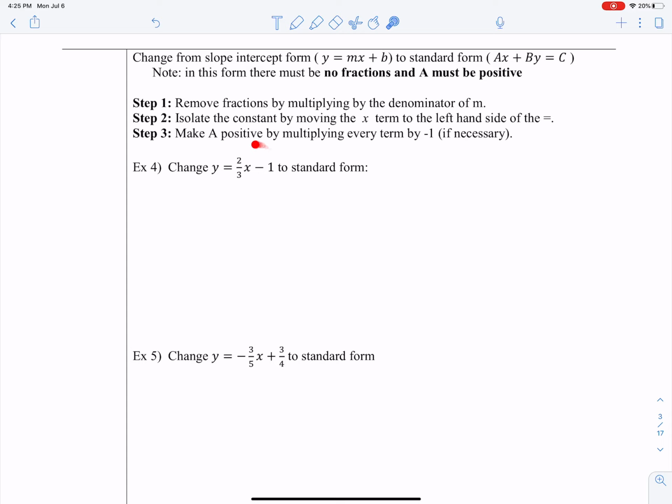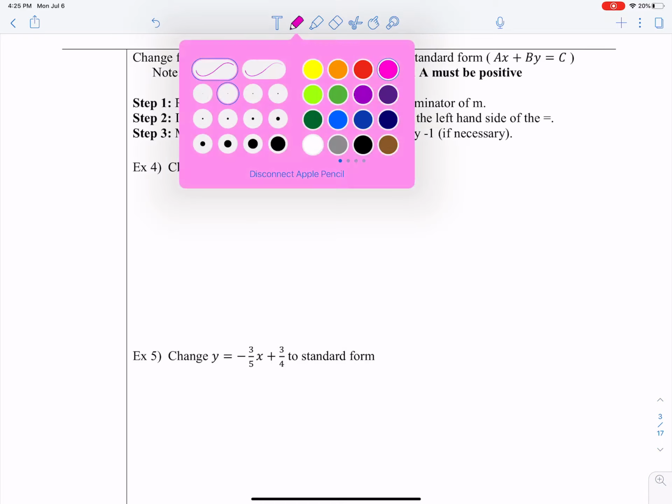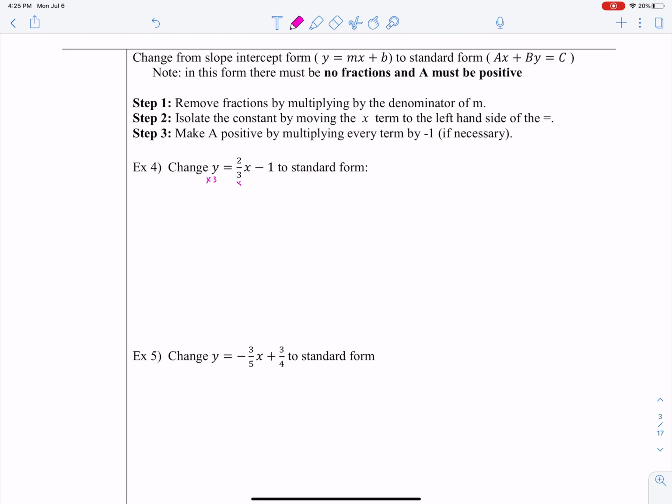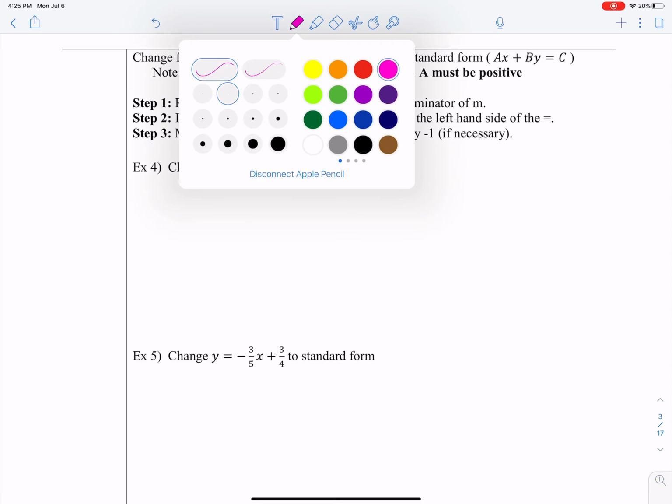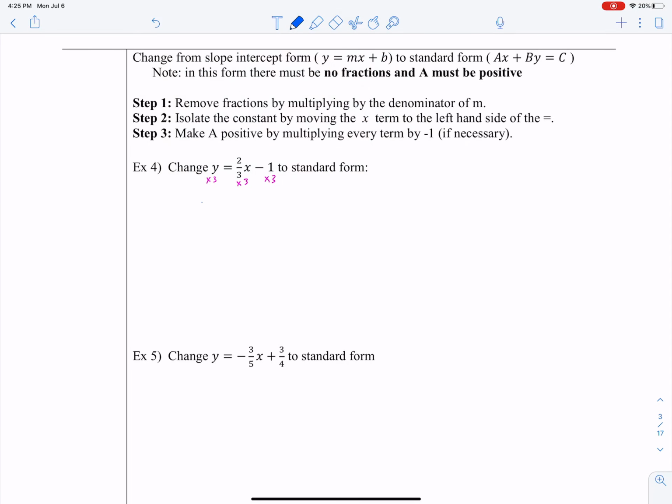So here's an example. We have y is equal to 2 over 3x minus 1. So our step 1, we're going to remove fractions by multiplying everything by the denominator. Here our denominator is 3, so we're going to multiply everything by 3. So this is going to be times 3, this is going to be times 3, and this is going to be times 3. So here we're going to write a 3 in front of our y. This 3 and this 3 cancel each other out, so we just end up with 2x. Here we have negative 1 times 3, so this becomes negative 3. So that's our first step.